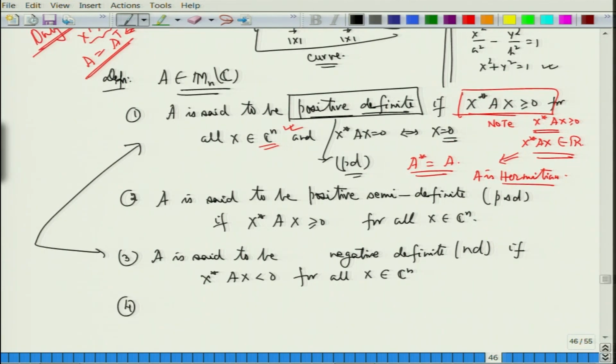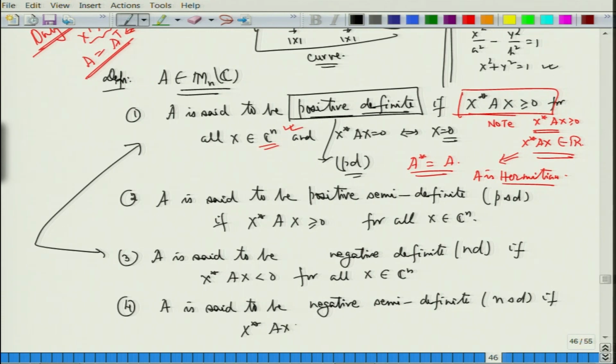Fourth, A is said to be negative semi definite, NSD, if x star Ax is less than or equal to 0 for all x belonging to Cn.